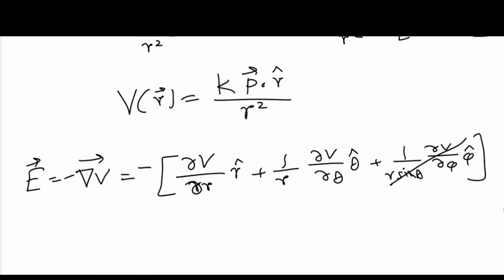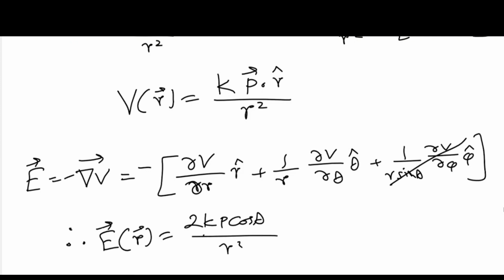So let's plug in the expression for V and differentiate it with respect to r and theta, and then we will get the final result for the electric field at position vector r to be 2kp cos theta upon r cube r cap plus kp upon r cube sin theta theta cap. So this is our result.